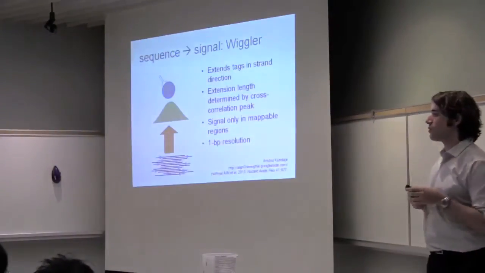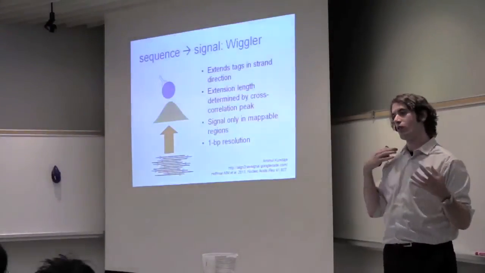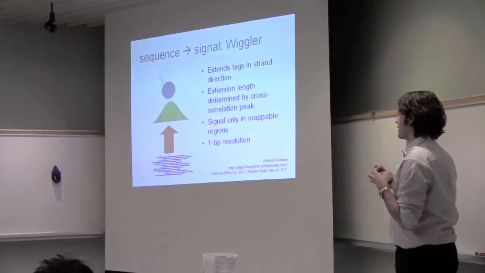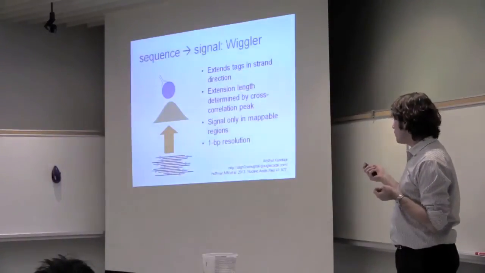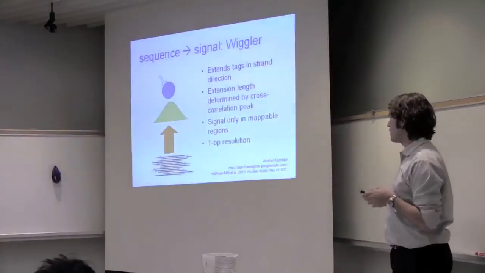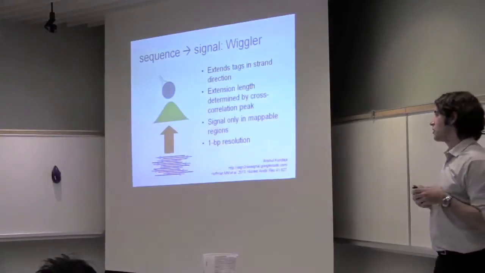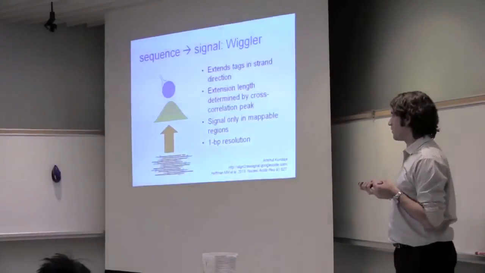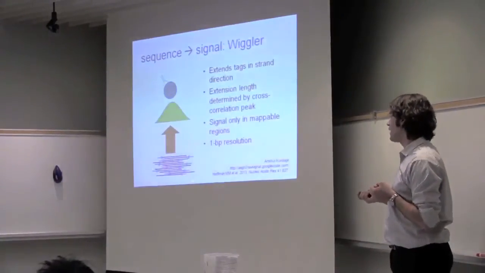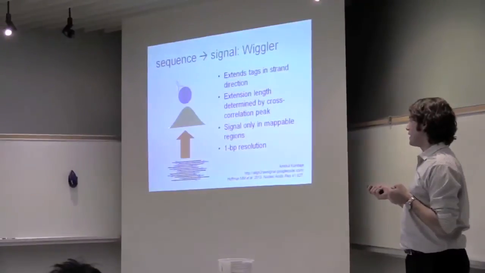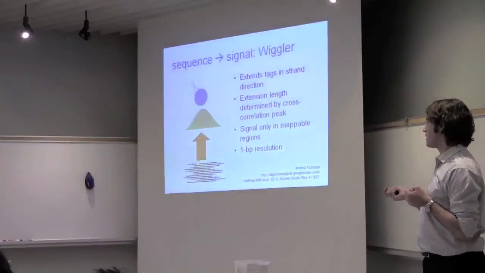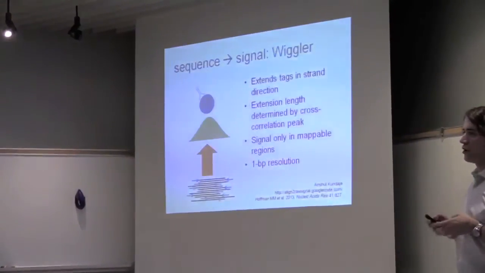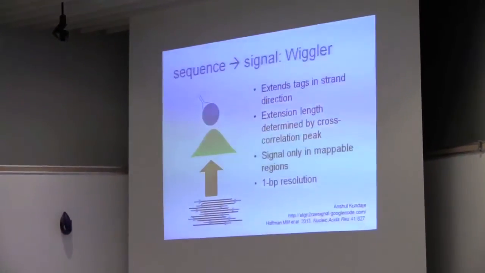And if you want to be able to actually use the full resolution, you need to be a little more careful about the way you transform the sequencing reads back into some sort of signal. So we use a tool called Wiggler, which was developed by Anshul Kundaje, who's now at Stanford. And it does all of these things very carefully and correctly, where you will get something from a bunch of tags like this. You'll get extension of the tags only in the strand direction, and you'll end up with a nice curve with a peak right over the analyte that you're interested in.